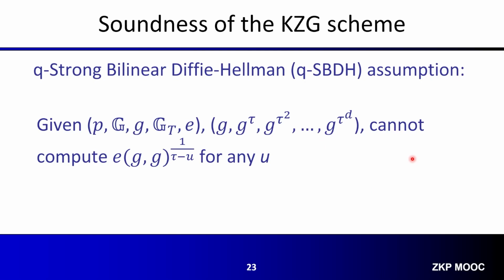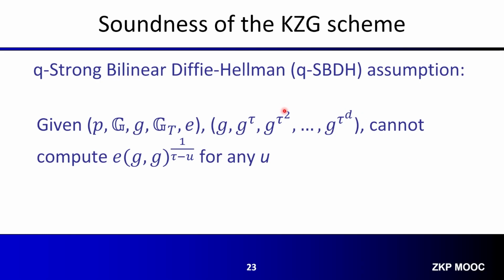Now we've explained the correctness of the KZG polynomial commitment scheme. Namely, if the prover is honest, then the correct evaluation and the proof can always pass the verification because of the polynomial equation. But what about soundness? Why can't the prover return a wrong evaluation and a fake proof and still pass the verification?